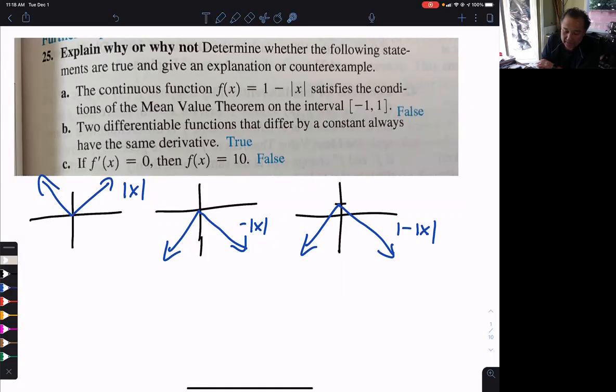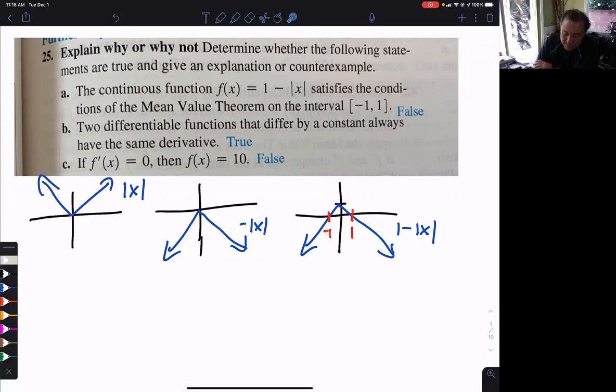So part A is asking, does it satisfy the conditions of the mean value theorem? Very important: you have to know the two conditions. When you start doing FRQs, you have to state the two conditions that must be true. It must be continuous on a closed interval, and it must be differentiable on the open interval. So here's the first question. From -1 to 1, here's -1 and here's 1. Are there any holes, jumps, or gaps in the graph? There are not, so it meets the first condition of being continuous.